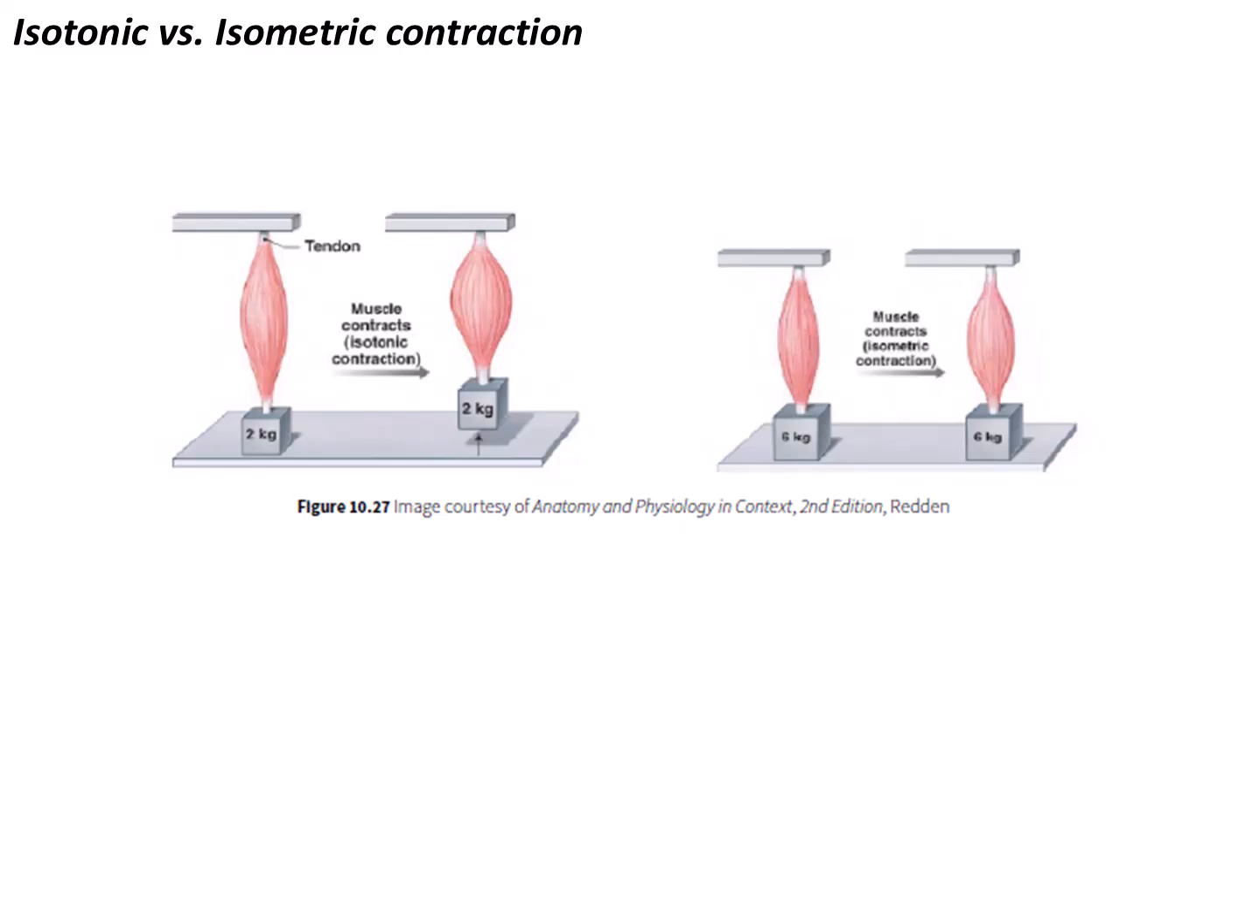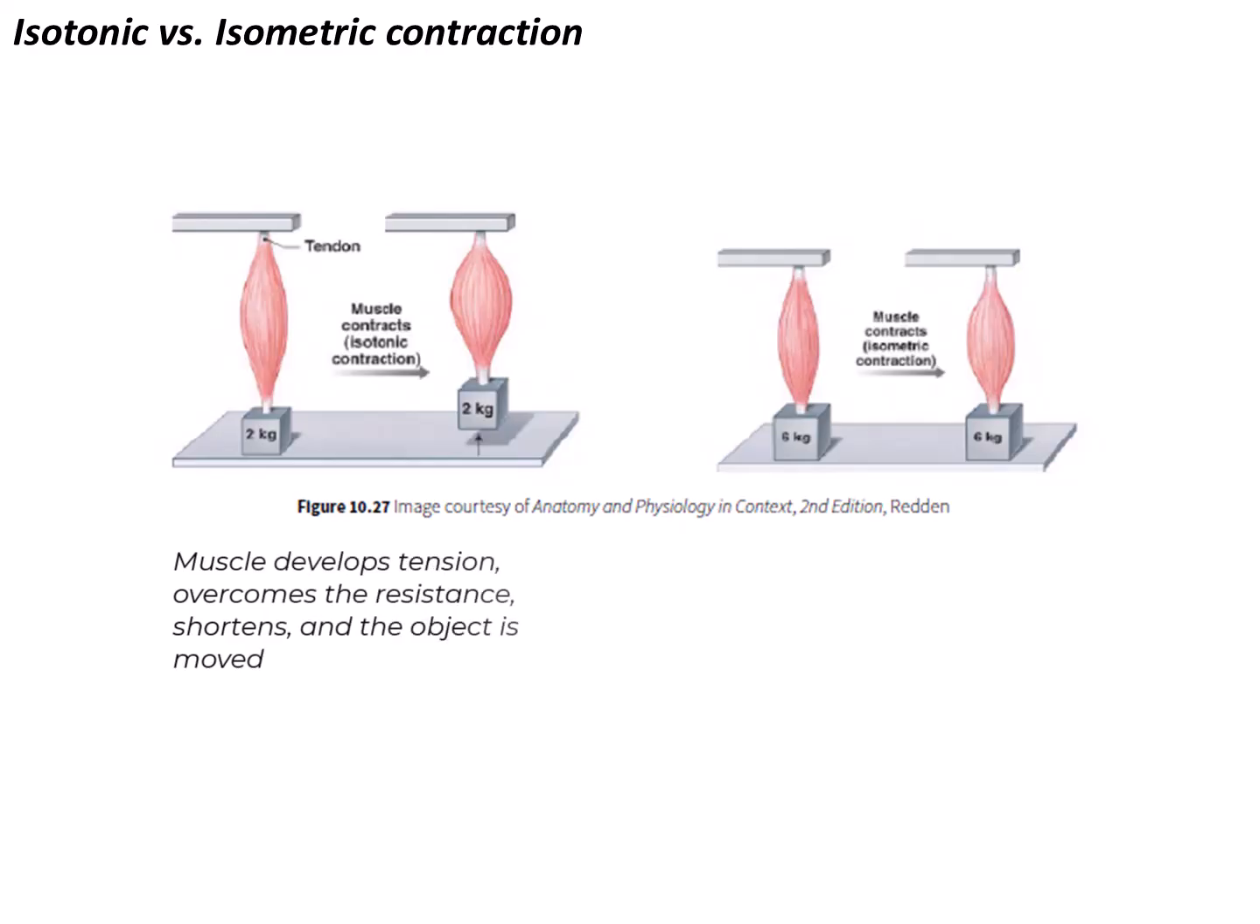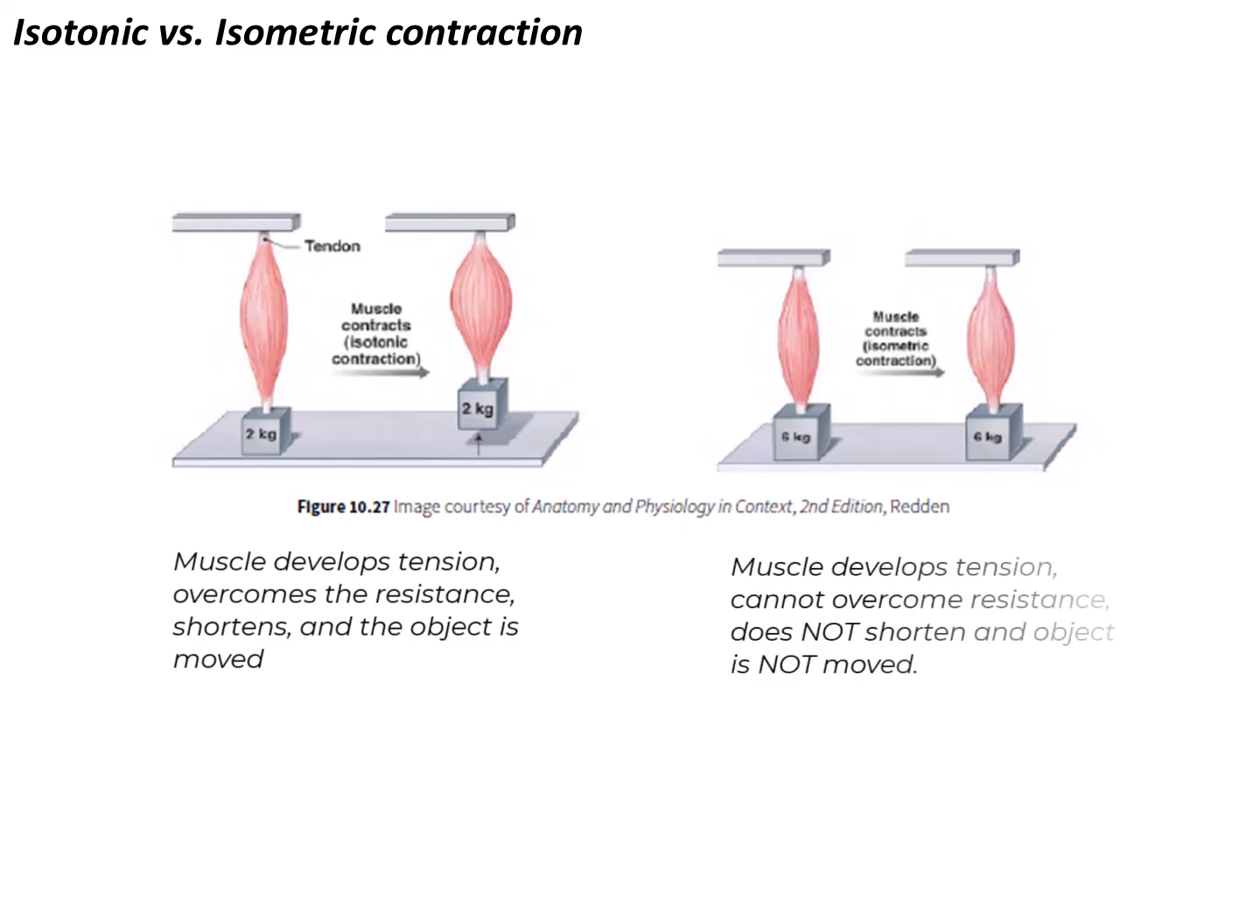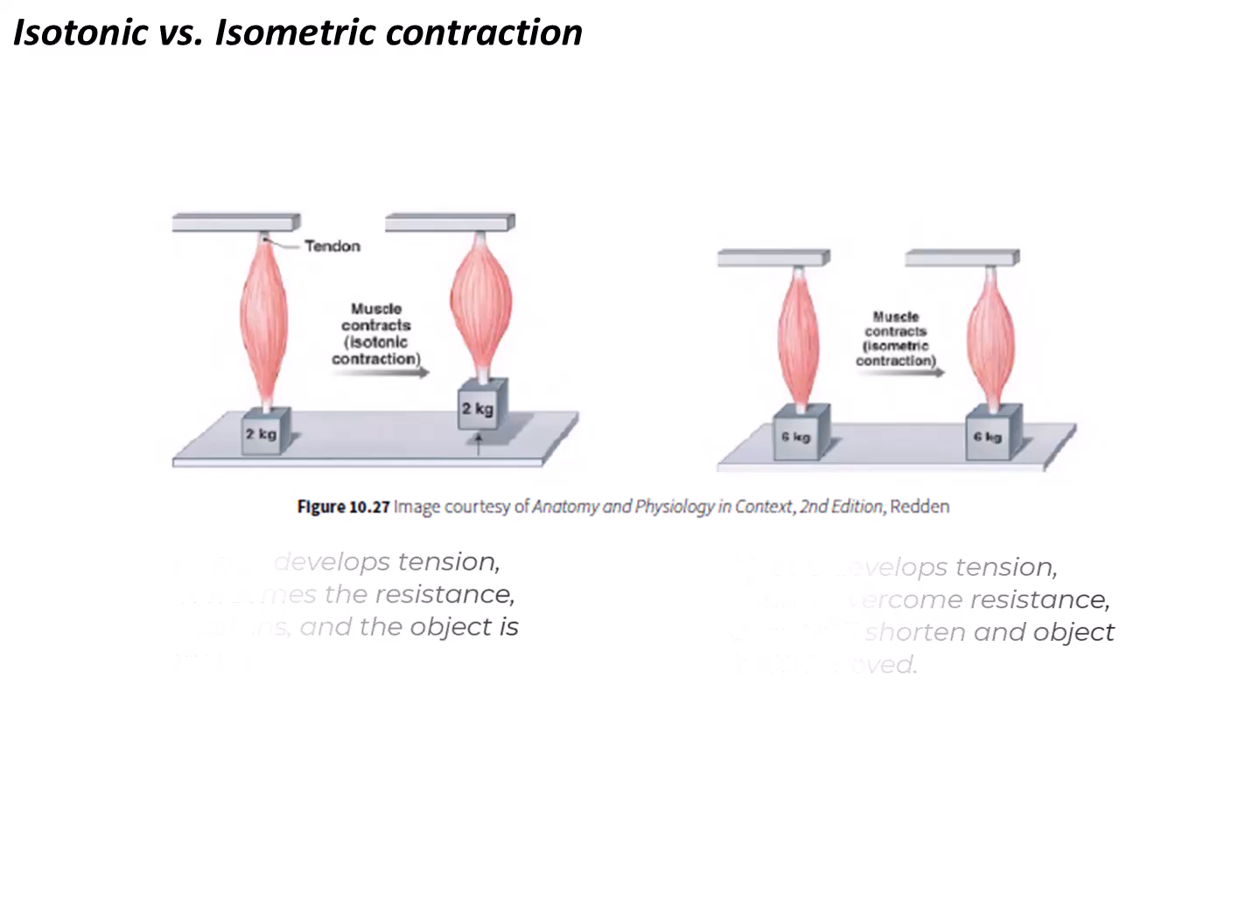There are two types of basic contraction that occur in muscle tissue. Isotonic contraction is when the muscle develops enough tension to overcome the resistance, shortens, and an object will be moved. Isometric contraction is when the muscle cell develops tension, but it's not enough to overcome the resistance. The muscle does not shorten. Isometric means the same size, which refers to the muscle not shortening as it contracts.